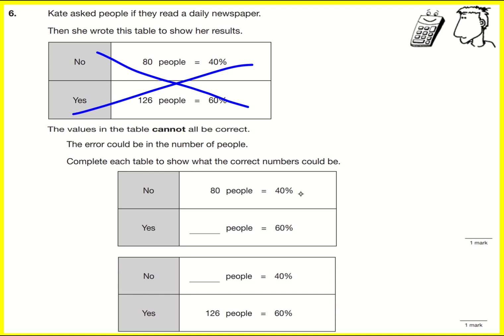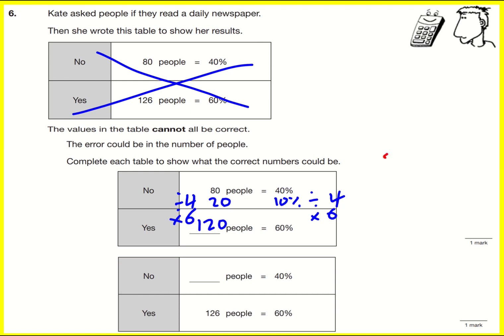I'm going to go a slightly longer route, try and use the building blocks, and I'm going to go with 10%. So if you divide 40% by 4, you'll get 10%. And that will be 20 people. If I then want 60%, I'm going to have to times that by 6, and so I also times the 20 by 6, and the answer is going to be 120 people.